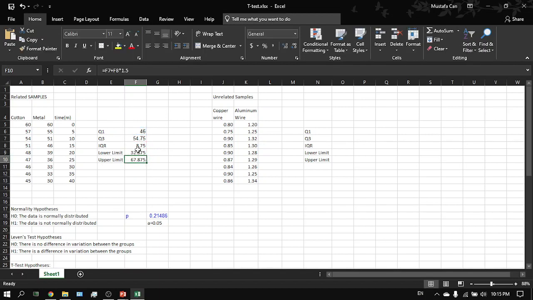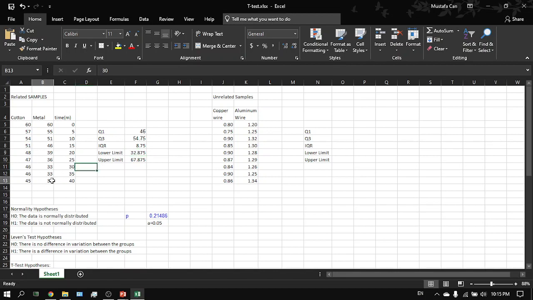For finding the lower limit, you would subtract the interquartile range multiplied by 1.5 from Q1, and for the upper limit you would add it to Q3. So be careful that you do the right thing. This is the lower limit. This is the upper limit. If we have any value that is larger than this, we will remove it. If we have a value lower than the lower limit, we would remove it as well.